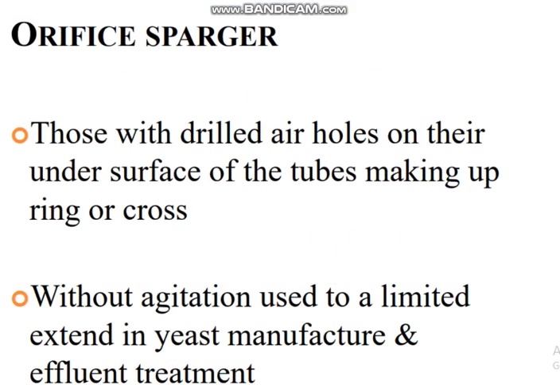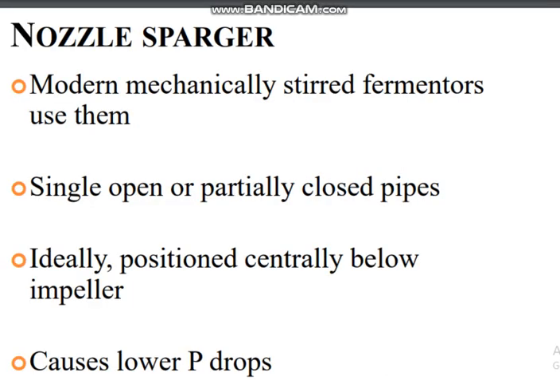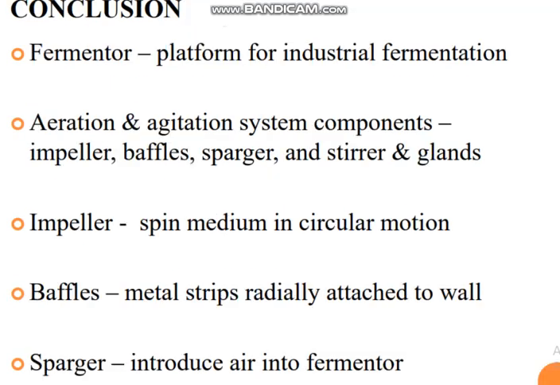Now, talking about orifice sparger, those with drilled air holes on the undersurface of the tube, making a ring or cross, without agitation, used to a limited extent in yeast manufacture or effluent treatment. Talking about nozzle sparger, modern mechanical stirred fermenters use them. Single open or partially closed pipes, ideally positioned centrally below the impeller, cause lower pressure drops.